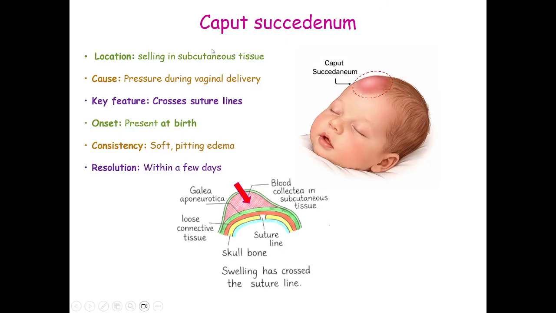The third very important entity which is quite common is caput succedaneum. What is it? Swelling in the subcutaneous tissue, the second layer of the scalp. The very common reason is pressure during vaginal delivery. So during vaginal delivery, the head could be the presenting part. The vault of the skull should be the presenting part, and it gets compressed around the external os. So that can lead to formation of the swelling because of accumulation of the blood.